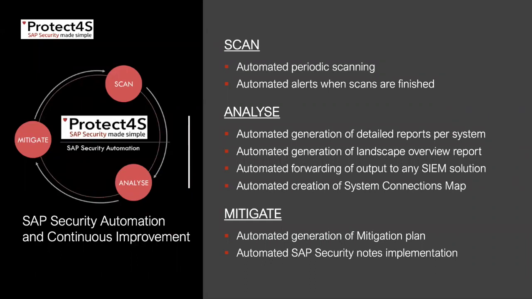In the third step, the remediation or mitigation of findings, automation also plays a role, as you can use, for example, an automatically generated mitigation plan to lower the risk more efficiently. And another option is to use the automated SAP Security Notes functionality that can help you apply SAP security patches automatically that would otherwise be a completely manual activity.